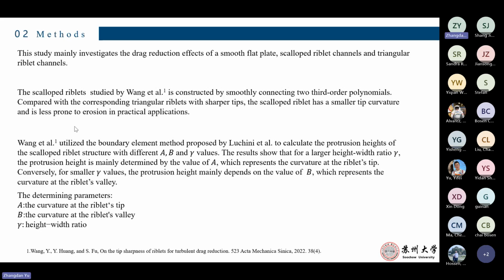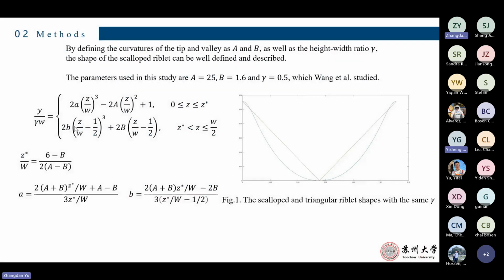The results show that for a larger height-wise ratio gamma, the protrusion height is mainly determined by the value of A, which represents the curvature at the riblet's tip. Conversely, for smaller gamma values, the protrusion height mainly depends on the value of B, which represents the curvature at the riblet's valley. By defining the curvatures of the tip and the valley as A and B, as well as the height-wise ratio gamma, the shape of the scallop riblets can be well defined and described. The parameters used in this study are A equal to 25, B equal to 1.6, and gamma equal to 0.5.